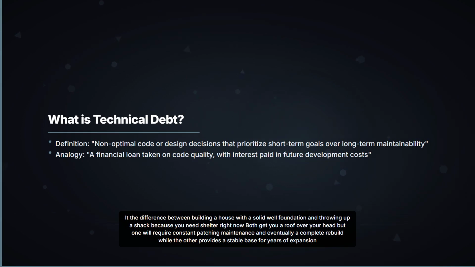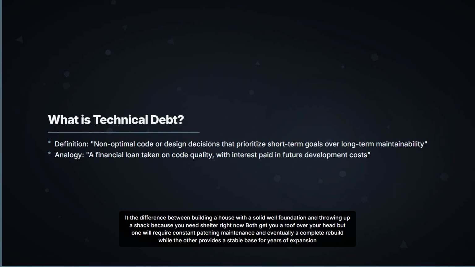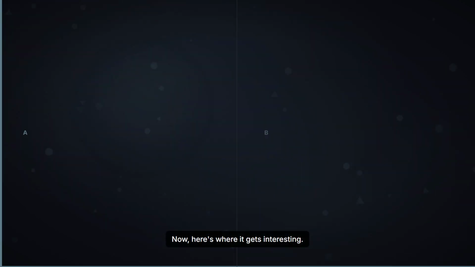Let's dive deeper. Deliberate debt might seem like a bad idea, but sometimes it's necessary. We might need to meet a deadline or test a hypothesis. The key is to understand the risks and plan accordingly. The consequences of technical debt are real.